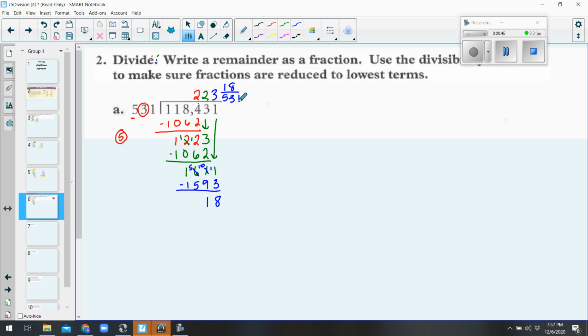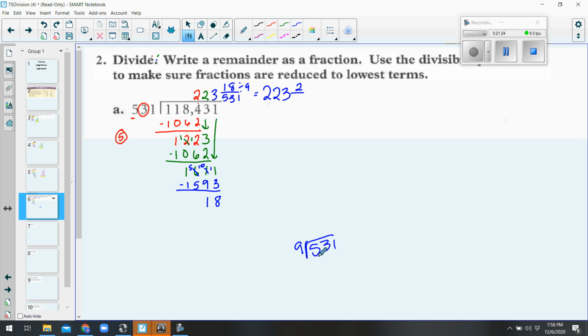I would check 9 since that's the next biggest number. The rule for 9 is you add your digits and see if the sum is divisible by 9. So 1 plus 8 is 9, and 9 is divisible by 9. 5 plus 3 is 8, plus 1 is 9, and 9 is divisible by 9. So let's reduce this by 9. Bring over your whole number. Now 18 divided by 9 is 2. And then you've got to figure out 531 divided by 9.